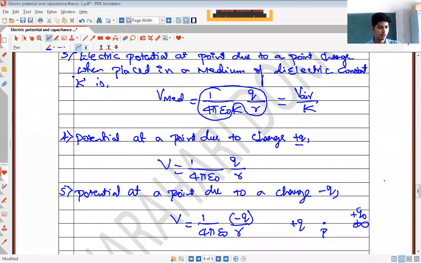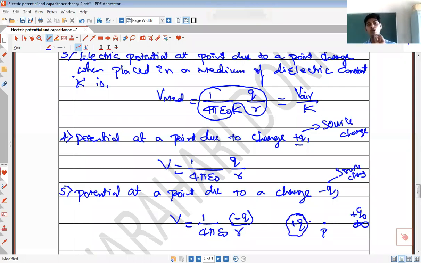Okay, all right. Now, see, this is the source charge, plus Q, and the test charge I write as Q0. Remember, this is a positive source charge, and this is a negative source charge. So once the source charge is positive, in order to move the test charge from infinity to point P, you are doing work against the electric field. Correct?